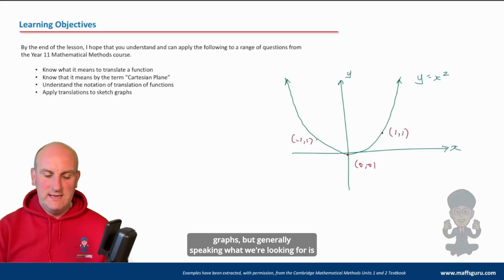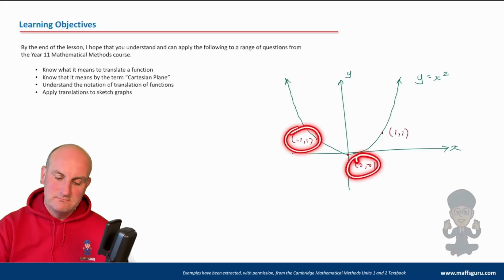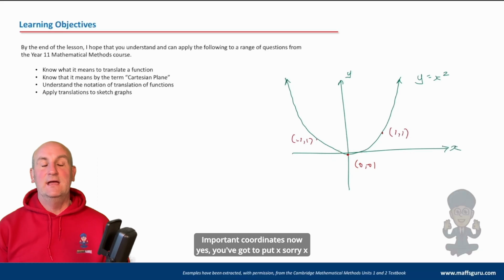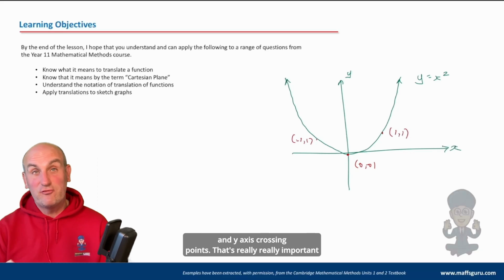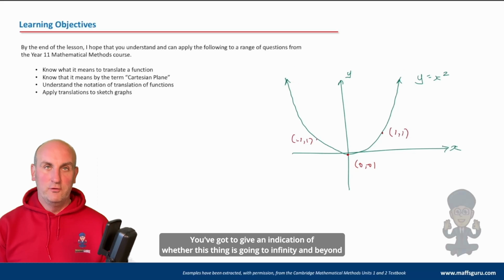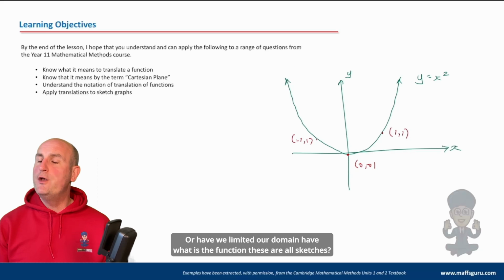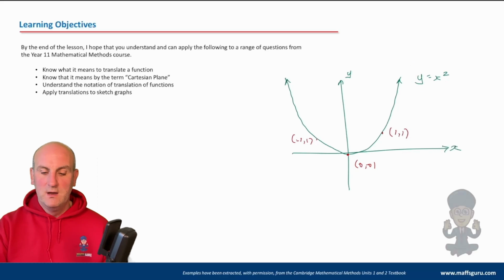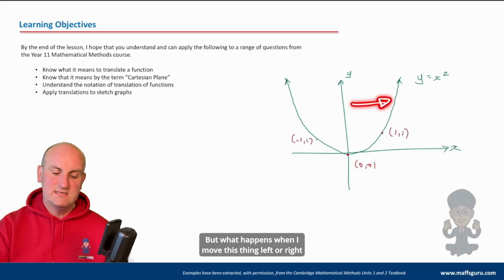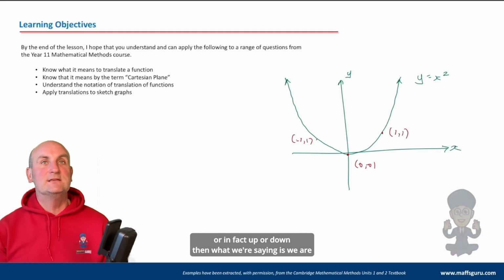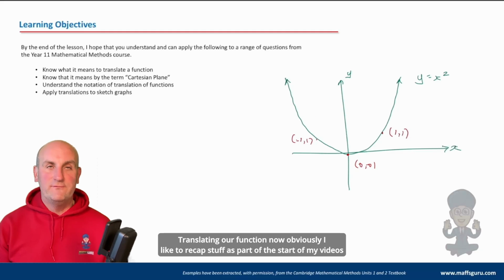But generally speaking, what we're looking for is important coordinates. Now, yes, you've got to put x and y axis crossing points. That's really important. You've got to give an indication of whether this thing is going to infinity and beyond, or have we limited our domain? What is the function? These are all sketches. But what happens when I move this thing left or right, or in fact up or down? Then what we're saying is we are translating our function.